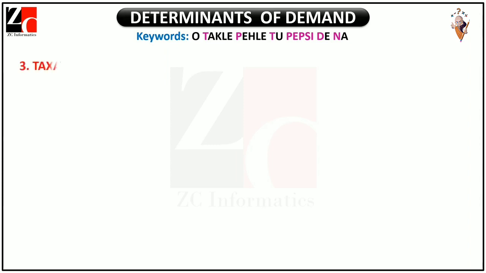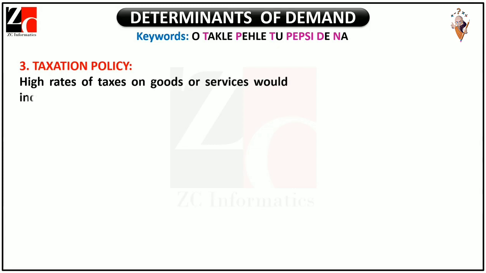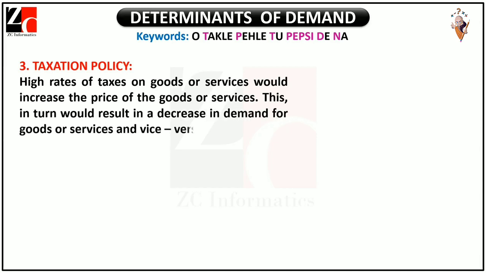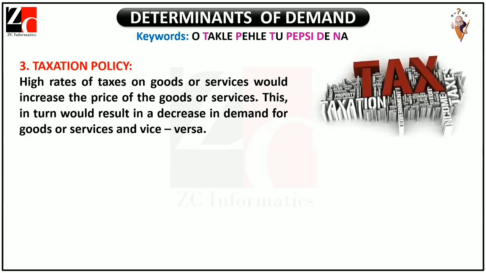Point number 3. Taxation policy. High rates of taxes on goods or services would increase the price of the goods or service. This in return would result in a decrease in demand for goods or services and vice versa. Government's taxation policy affects demand. For example, a change in income tax will change consumers' disposable income and therefore demand.